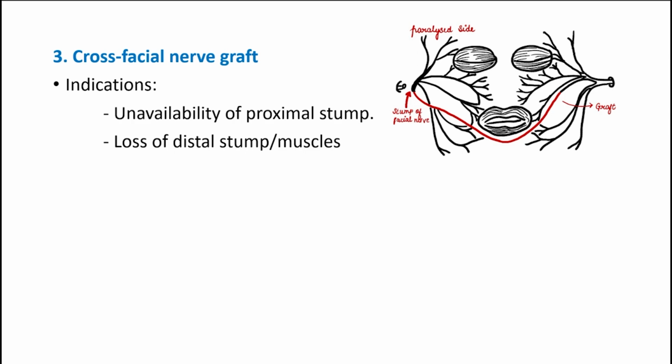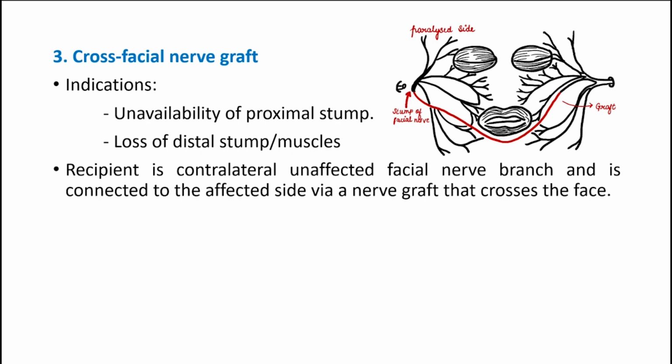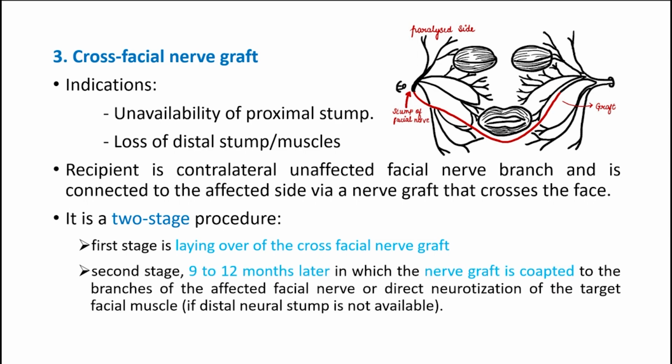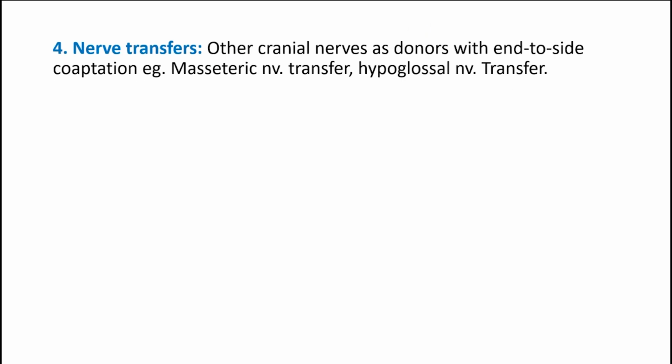It is a two-stage procedure. In the first stage, you will place the cross facial nerve graft, and after 9 to 12 months, when the nerve graft has reached the affected side, you can either coapt it to the branches of the affected facial nerve, or you can directly neurotize the target facial muscle.